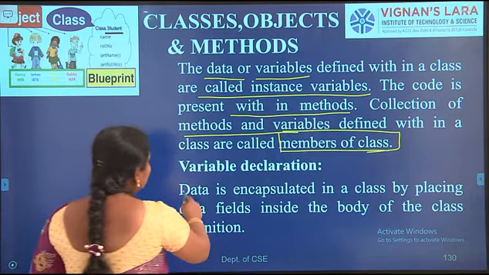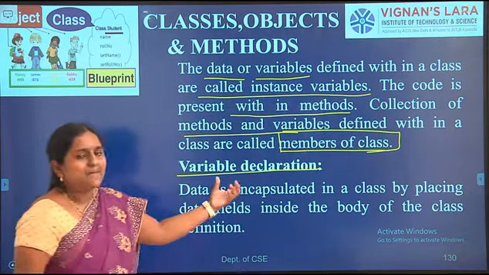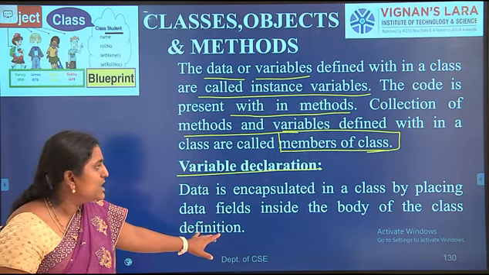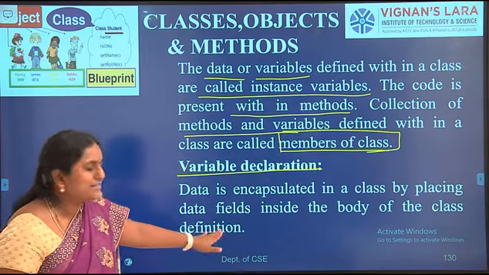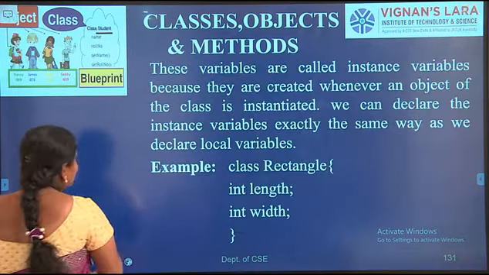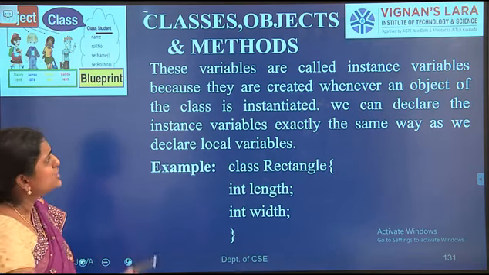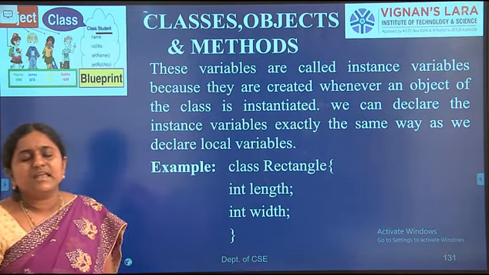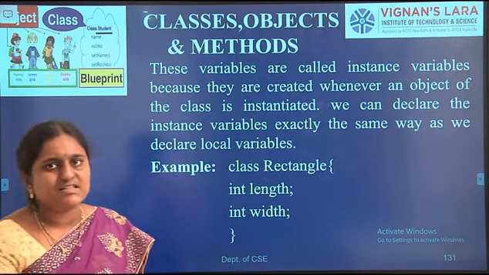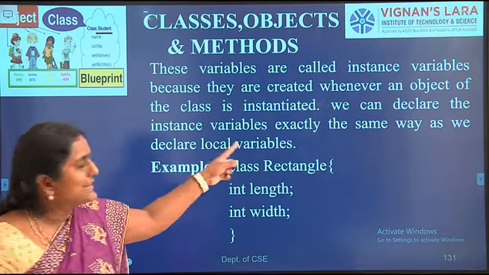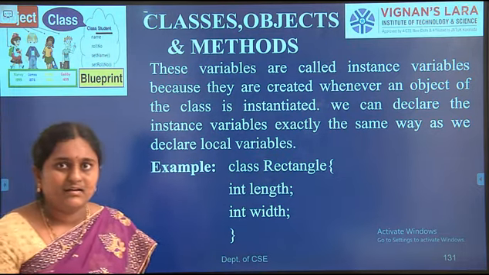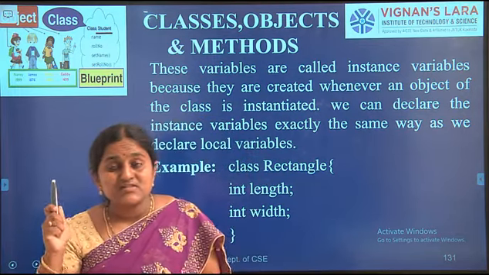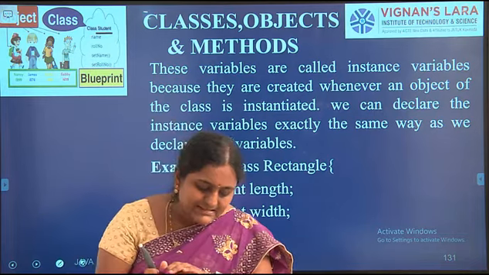Next, variable declaration. Data is encapsulated in a class by placing it in data fields. Inside the body of the class we define variables in Java programming. These variables are also called instance variables, meaning any variable defined within the class. But instance variables are created whenever an object of the class is created. Remember this very important point.